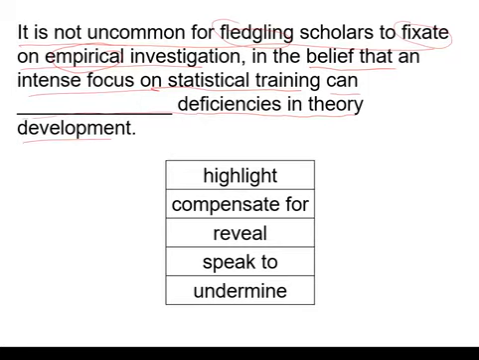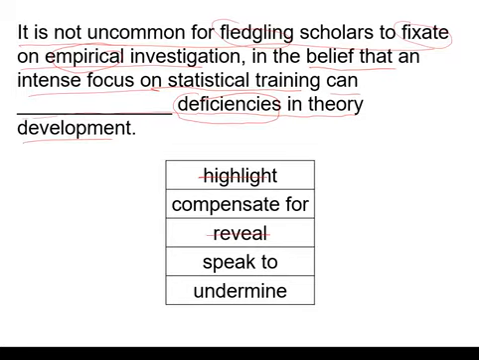Theory development is the process of trying to explain why things happen. And the word deficiencies means that there are shortcomings or problems with the explanations developed by our novice scholars. So here it is reasonable to infer that scholars, whether beginning or otherwise, do not want people to pay too much attention to flaws or deficiencies in their work. With this understanding, we can quickly eliminate two answers: highlight and reveal.